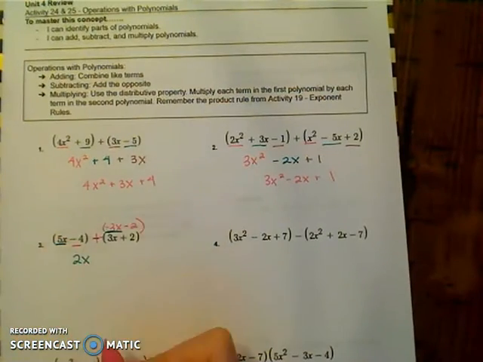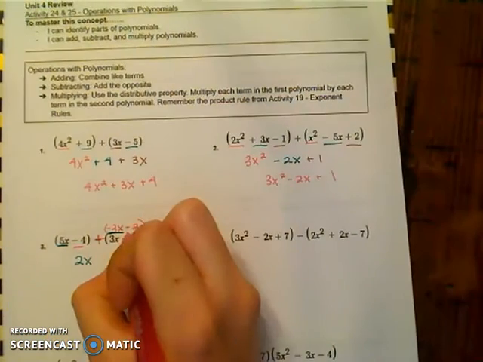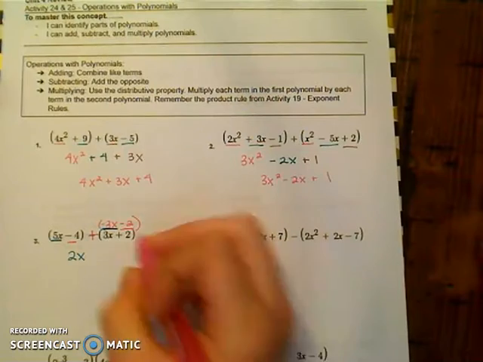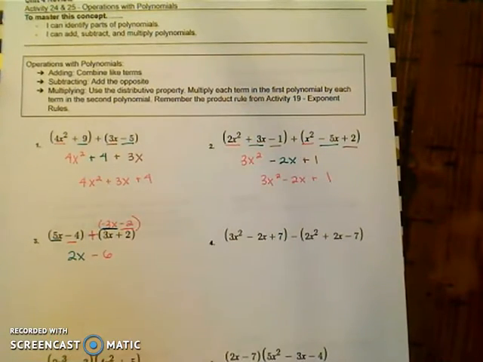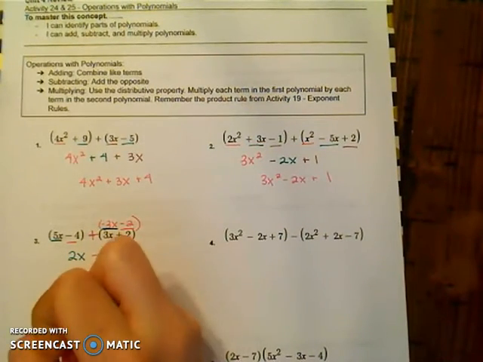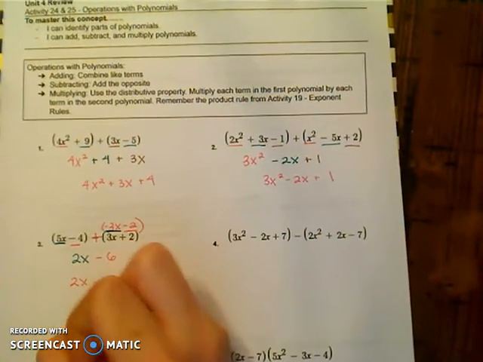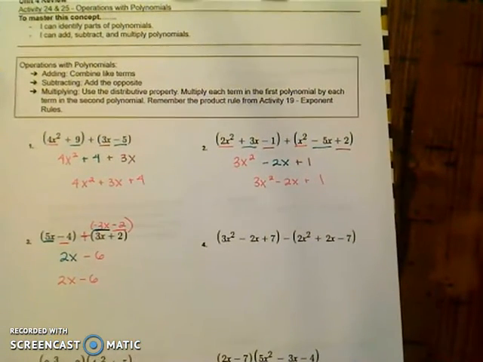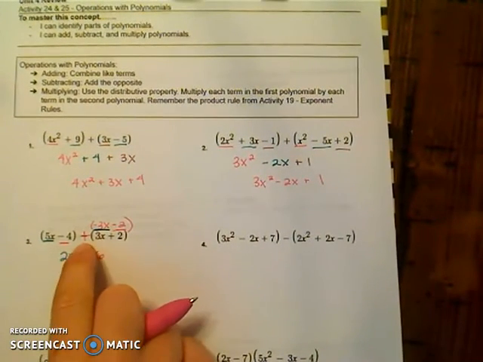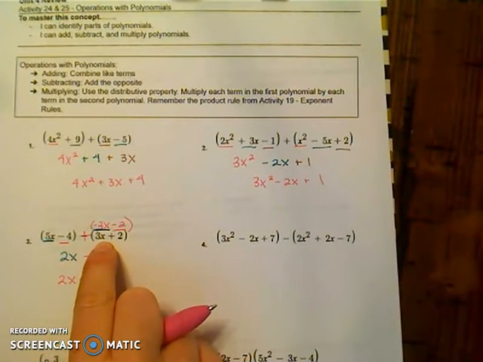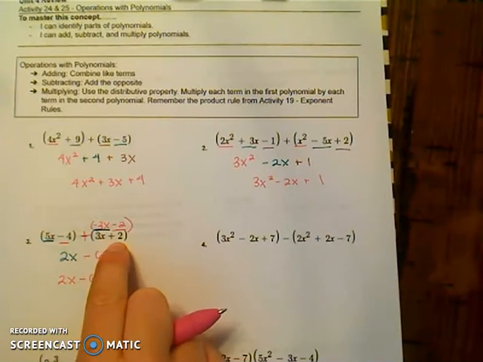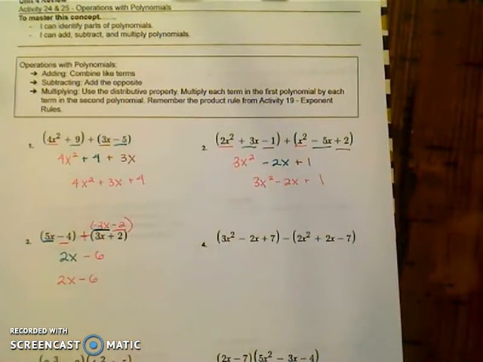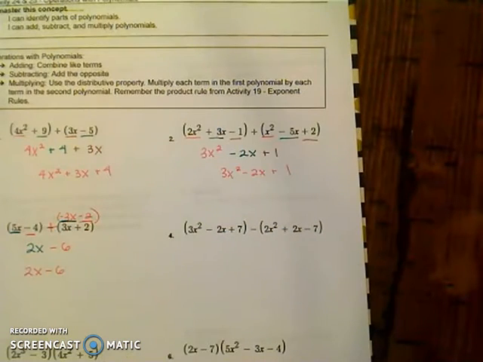Negative 4 plus negative 2 is going to give me negative 6. So my final answer is 2x minus 6. Okay, so guys, we're simply changing the subtraction to addition and then changing the signs of every term in the second polynomial. All right, let's look at one more subtraction problem before we move on to multiplication.